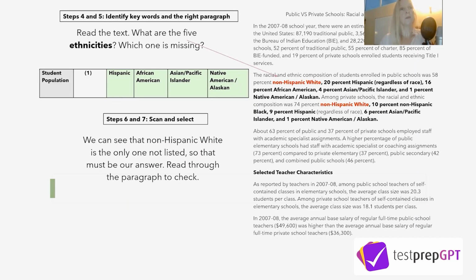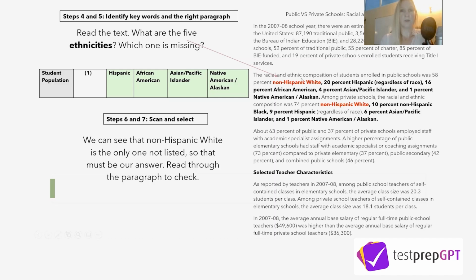Now, steps 4 and 5, identify the key words and the right paragraph. So we're looking for an ethnicity. Let's quickly skim the passage, and we can see in paragraph 2 that the words ethnic composition appear.